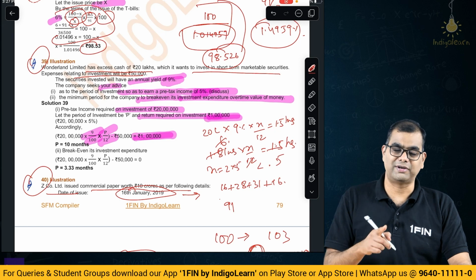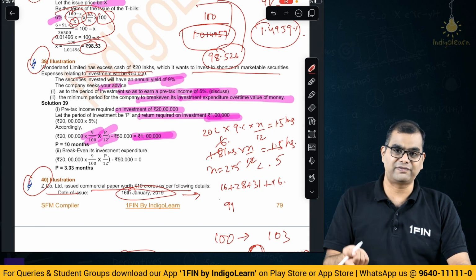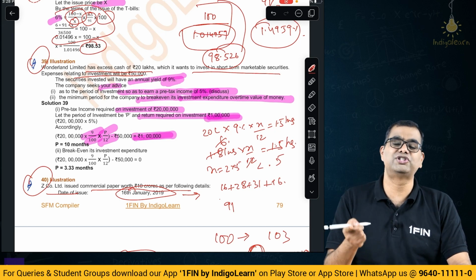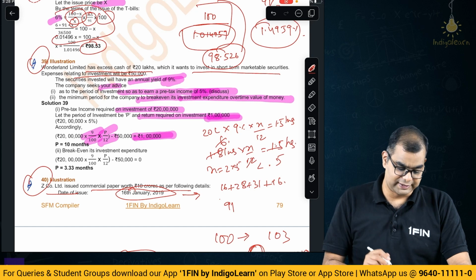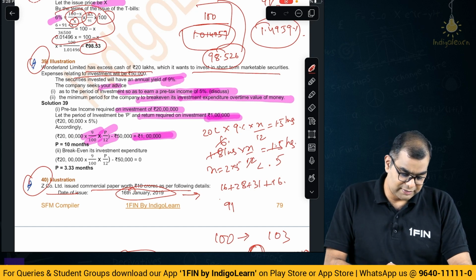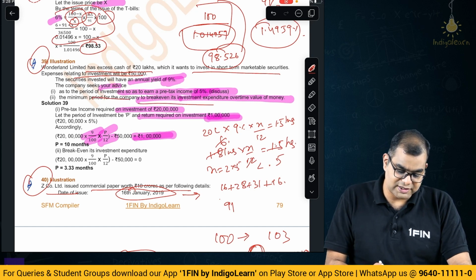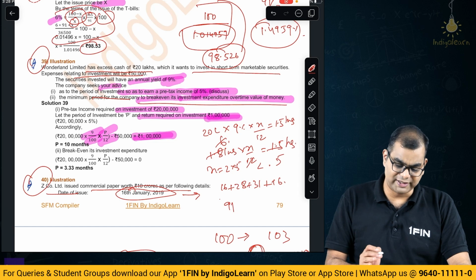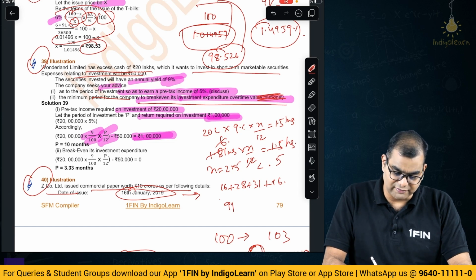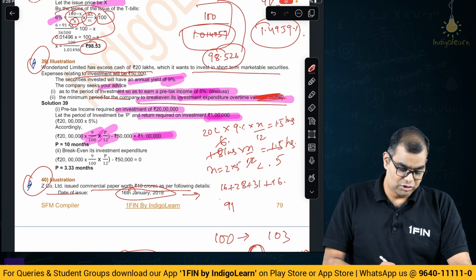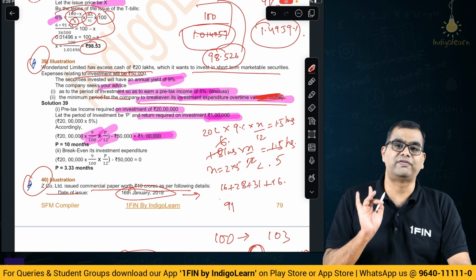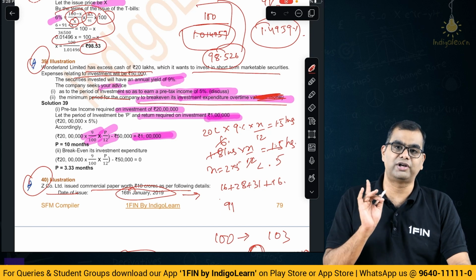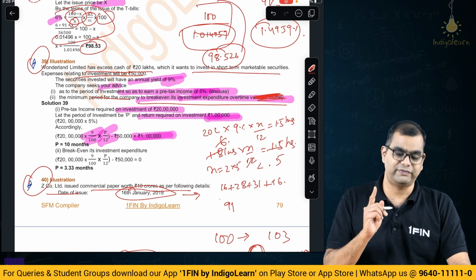So, if you invest for 10 months, earn 9%, subtract 50,000 out of that, you get 1 lakh, which is basically your 5% return. Now, what is the second part of the question? The minimum period for the company to break even its investment expenditure over time. I don't think the time value of money is a relevant point here. So, you need to recover only 50,000. How long will it take for you to recover 50,000 if you keep getting a return of 9%?